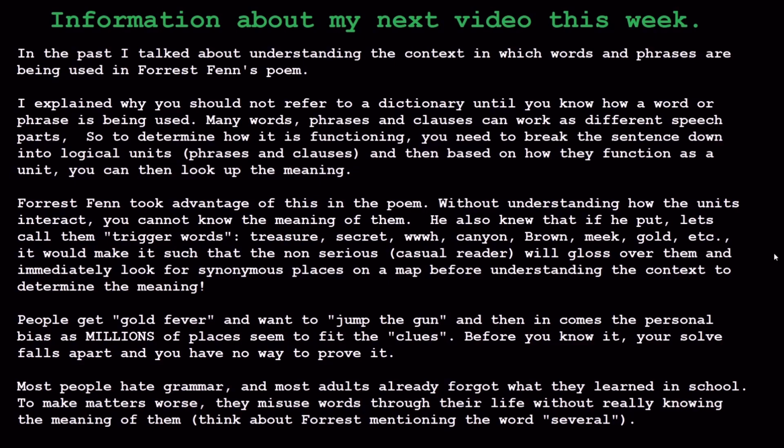But reading the poem is not a subjective thing. There's only one way to read it. And the way to read it is the way Forrest Fenn wrote it, okay? And I'm not talking about correcting his grammar. What I'm saying is that you have to read it using the grammar he used.